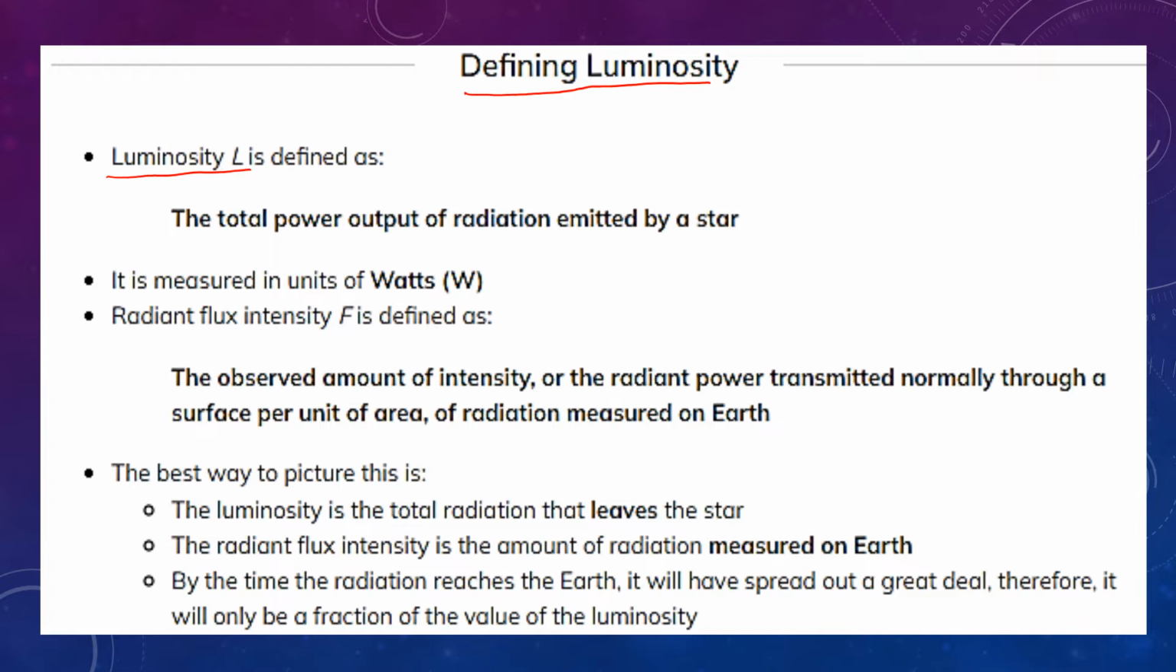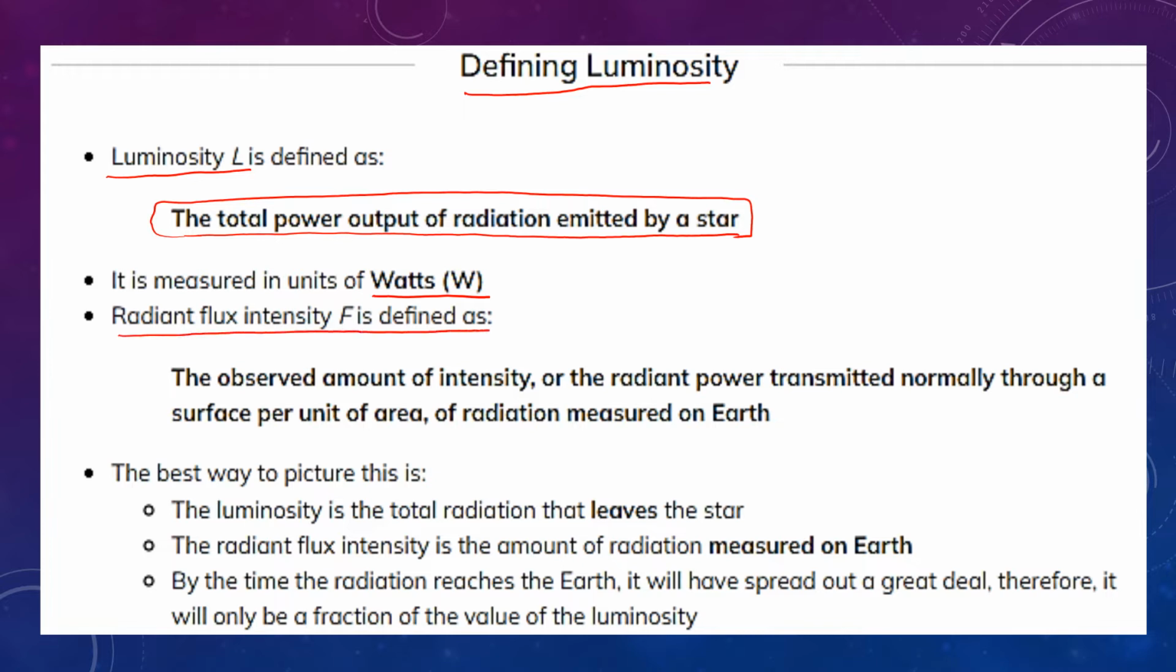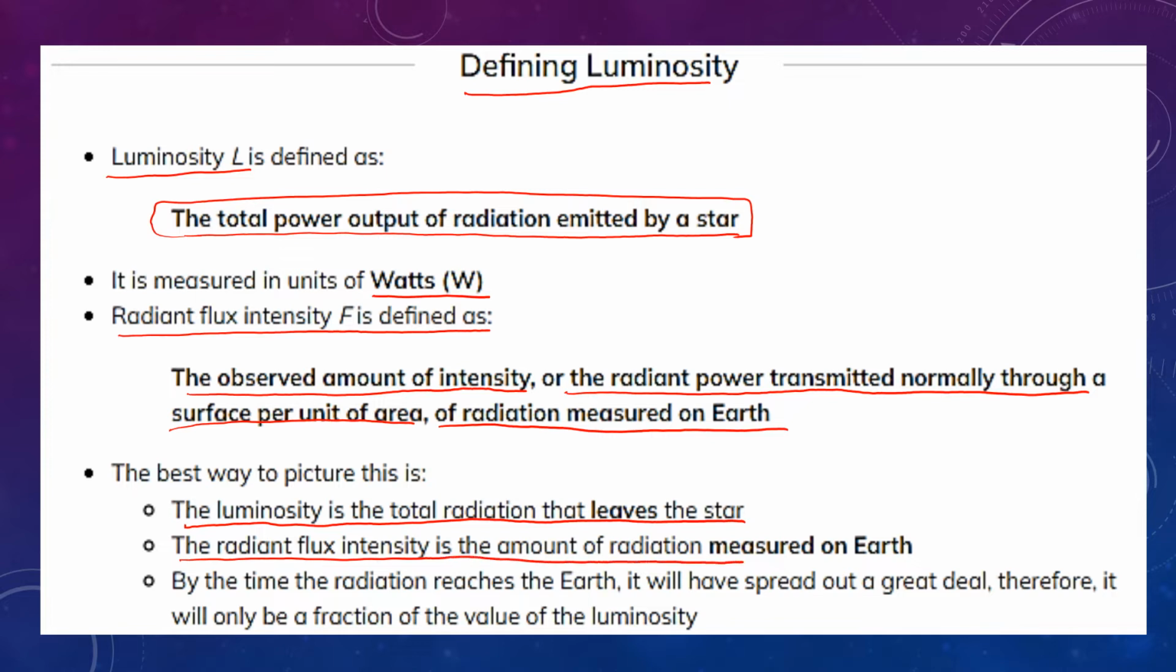Well, the first term is defining luminosity. Luminosity is the total power output of the radiation emitted by a star. So this is the standard definition. Its SI unit is watt. The next thing is radiant flux intensity. Radiant flux intensity is the observed intensity, or the radiant power transmitted normally through a surface per unit area, of the radiation measured on Earth. Simply speaking, luminosity is the total radiation that leaves the star, and radiant flux intensity is the amount of radiation that reaches the Earth, or is measured on the Earth.